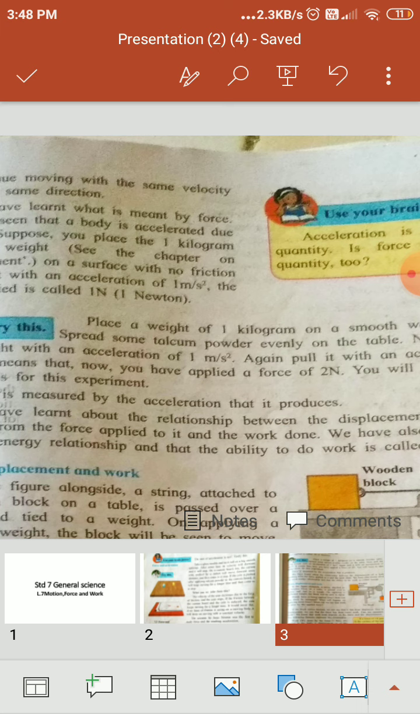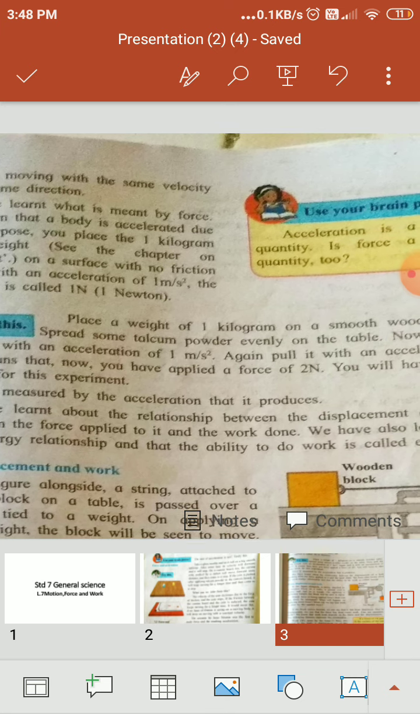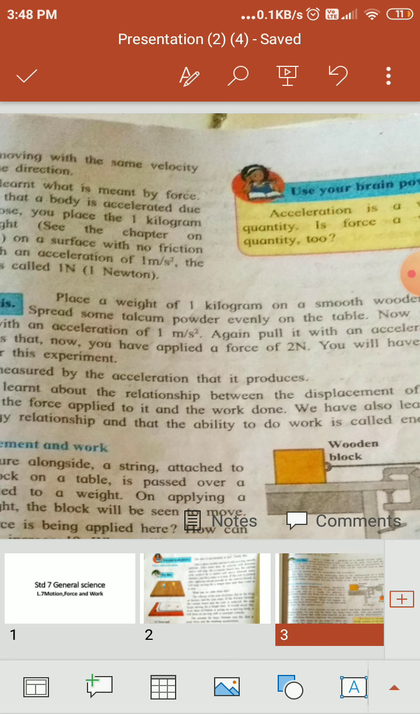Here, try this. Place a weight of 1 kilogram on a smooth wooden table. Spread some talcum powder evenly on the table. Now pull the 1 kg weight with an acceleration of 1 meter per second square. Again pull it with an acceleration of 2 meter per second square. It means that now you have applied a force of 2 Newton. You will have to take many trials for the experiment, and we conclude that force is measured by the acceleration that it produces.